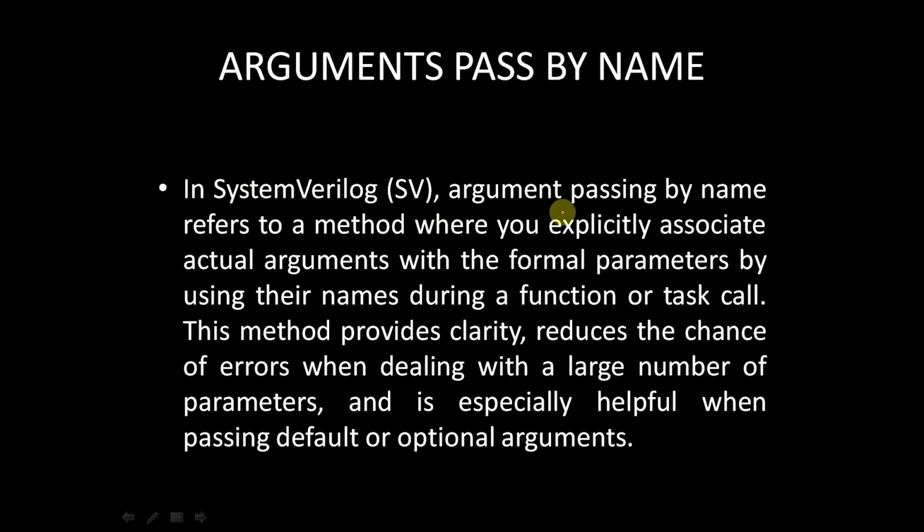In SystemVerilog, argument passing by name refers to a method where you explicitly associate actual arguments with the formal parameters by using their names during a function or task call. This method provides clarity, reduces the chance of errors while dealing with a large number of parameters, and is especially helpful when passing default or optional arguments.